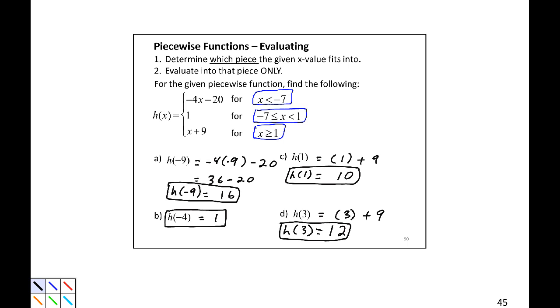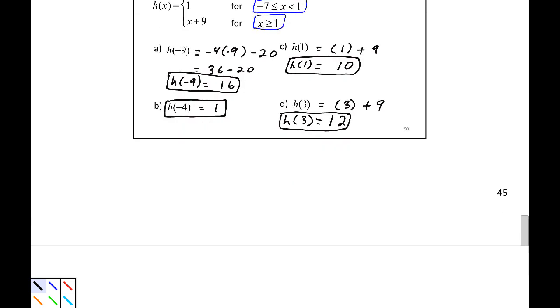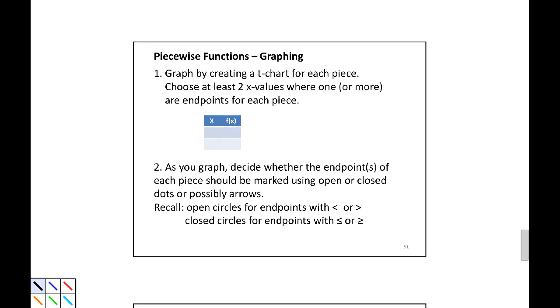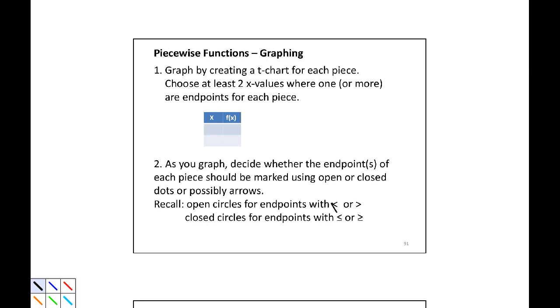Now let's see if we can graph a couple of piecewise functions. When we do this, we want to graph by creating a t-chart for each piece. Choose at least two x values where one or more are endpoints. We want to make sure we check what's happening at the endpoints. And as you graph, decide whether the endpoints of each piece should be open or closed, or possibly arrows. Open circles match up with the less than or greater than symbols, and closed have those included values.